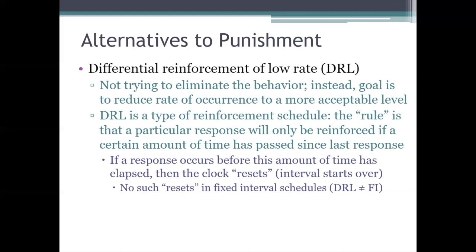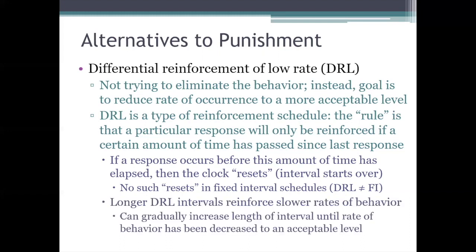And obviously, the longer that required waiting period is on a DRL schedule, the slower the rate of responding that the person or the animal has to exhibit. On a DRL 10-second schedule, the response rate can't exceed 6 responses per minute, right? On a DRL 30-second schedule, it can't exceed 2 responses per minute. So when you use a DRL schedule, what you'll typically do is you'll start with a fairly short interval. You'll start with a fairly short waiting period, like maybe 5 seconds or 10 seconds, and then you'll gradually lengthen it until you've successfully slowed the behavior down to an acceptable rate.